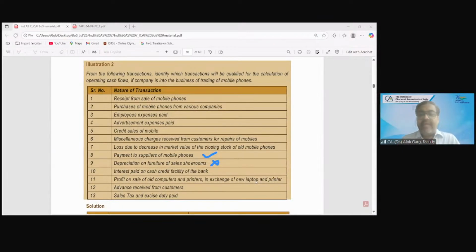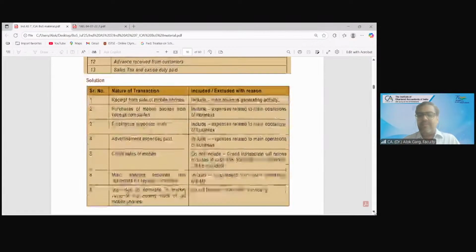Okay. Advance received from customer. It's an operating activity relating to the business. Sales tax and excise duty paid. This is also relating to business, so it is an operating activity, right? Is that clear to everyone?